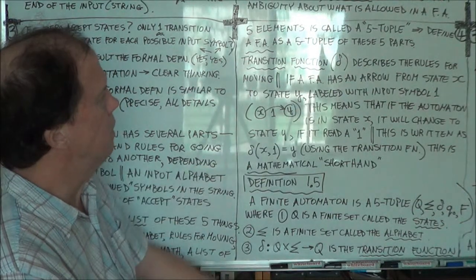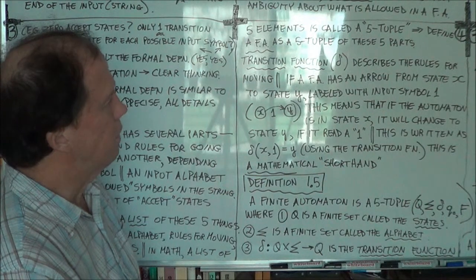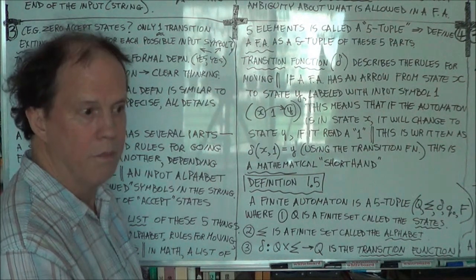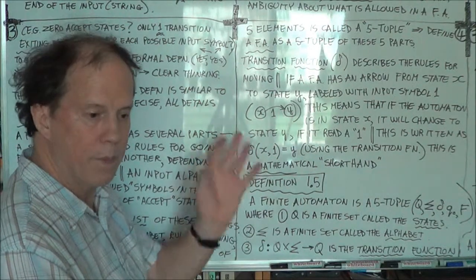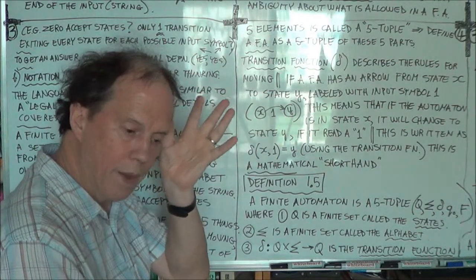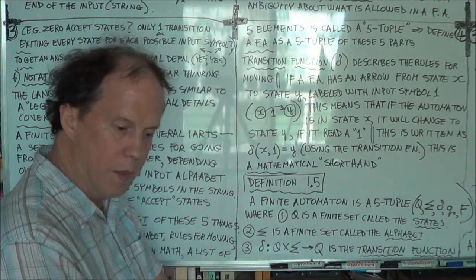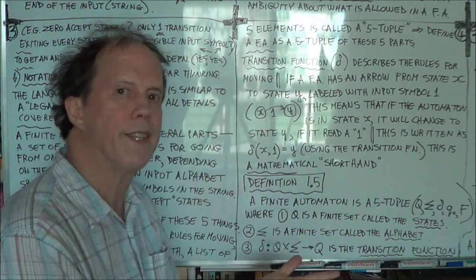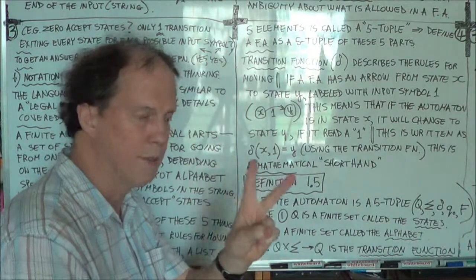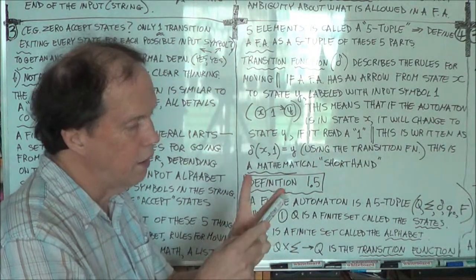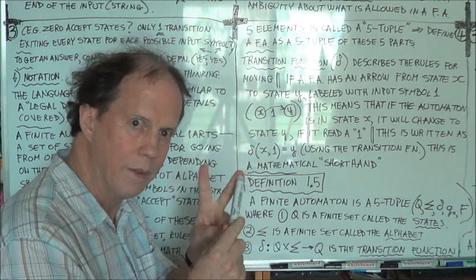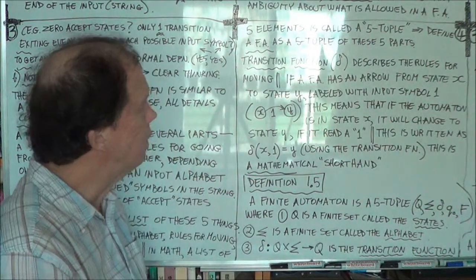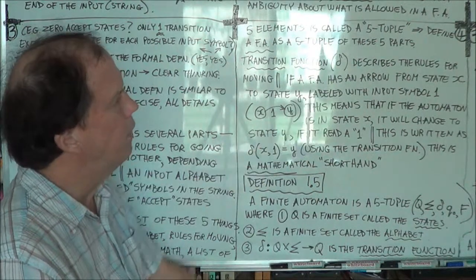And this delta, it's used to describe the state transition rules. Okay? Remember what they are again? It's a rule that decides what the next state is, given two things: the current state and the symbol being read at the moment. Right?